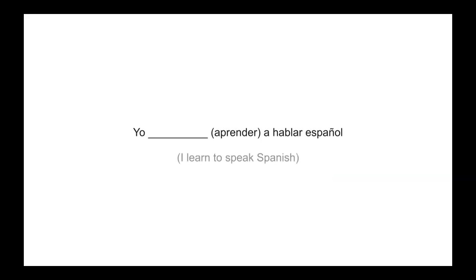All right, the meaning of the sentence: I learned to speak Spanish. Yo hablar español. Fill in the blank. Yo aprendo a hablar español. I learn to speak Spanish. Yo aprendo a hablar español. Él, he runs in the mountains. Él en las montañas. Fill in the blank. Corre en las montañas. Él corre en las montañas.